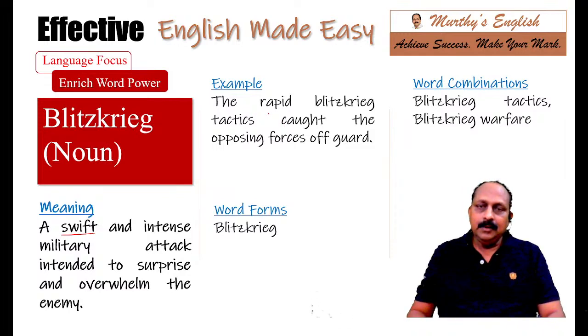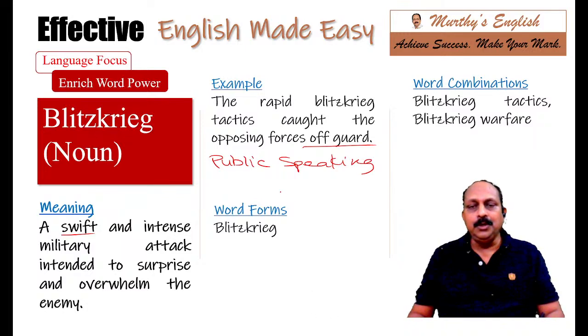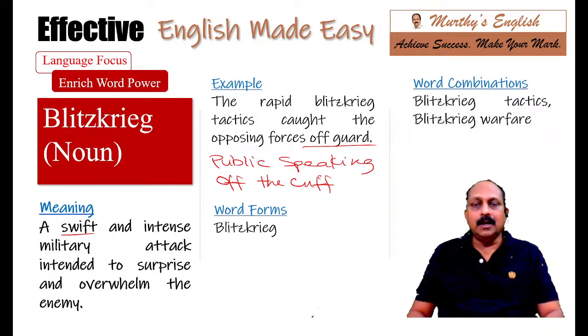Example, the rapid blitzkrieg tactics caught the opposing forces off guard. There's an important expression you have to know. Off guard. Usually I give this expression when it comes to public speaking, spontaneous presentation. Then you can use the word extempore. And also, there is one important expression, off the cuff. He has given the presentation off the cuff, means without any preparation, spontaneous. And here, off guard means not expecting. The rapid blitzkrieg tactics caught the opposing forces off guard, means they were not expecting. An important expression you have to remember.